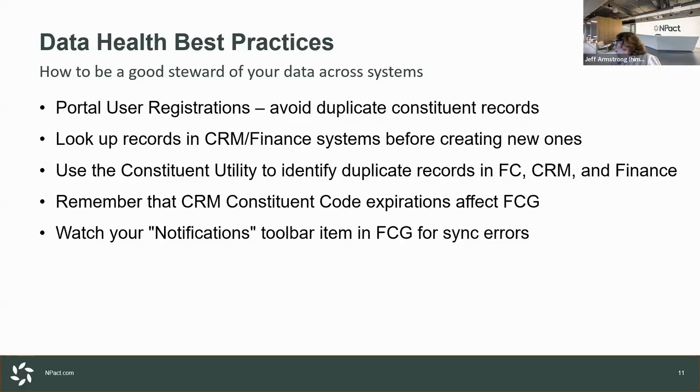And then finally, when you log into Foundation Cloud Grants, watch your notifications toolbar item. You can see sync errors. We have our nightly sync processes, and anytime there's an error, we will flag it as a problem that happened overnight. You can take a look at it, and then we have a screen where you can do manual syncs if you need to go in and resynchronize.